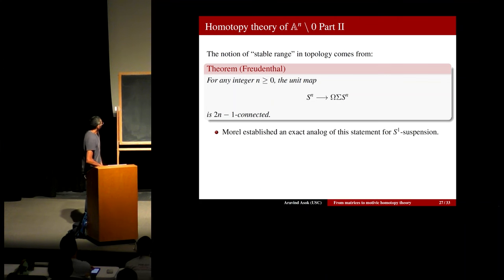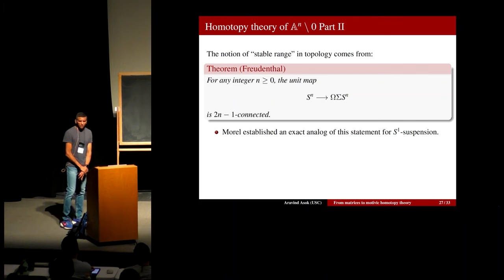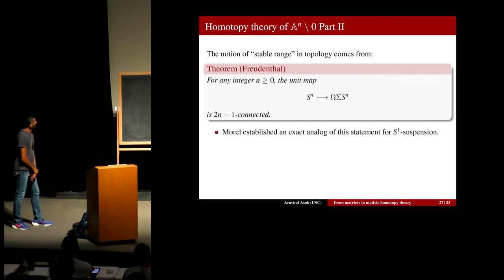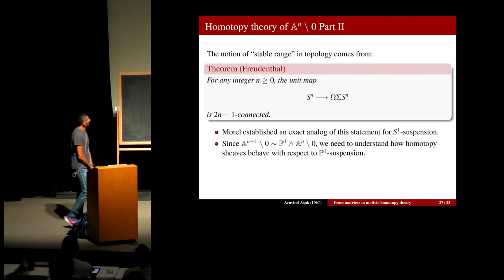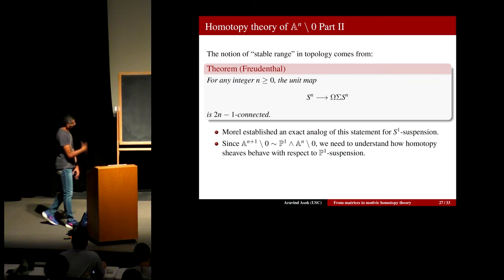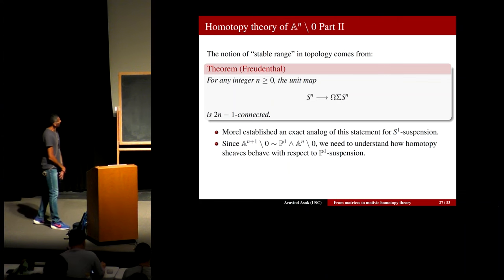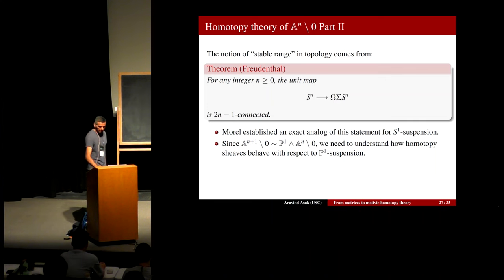Fabien established an essentially exact analog of this statement for S1 suspension in motivic homotopy theory. That's also in his book, A1 Algebraic Topology over a Field. But as I mentioned, we're interested in the homotopy of A^n minus the origin. That's what is intervening in this problem. And so what we'd like to understand, if we want to use motivic homotopy theory, is how P1 suspension interacts with computing homotopy.